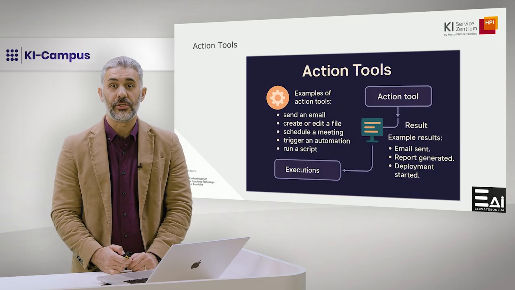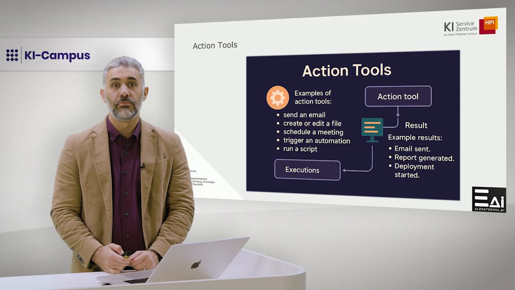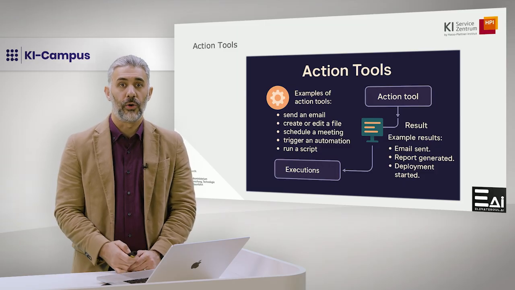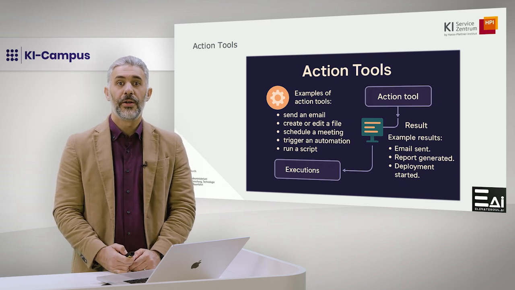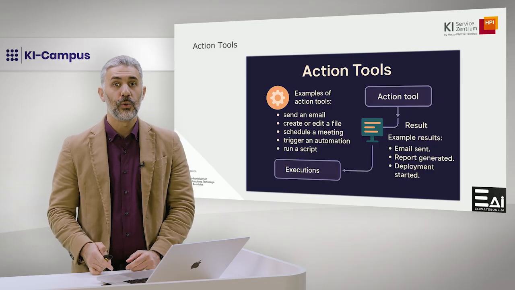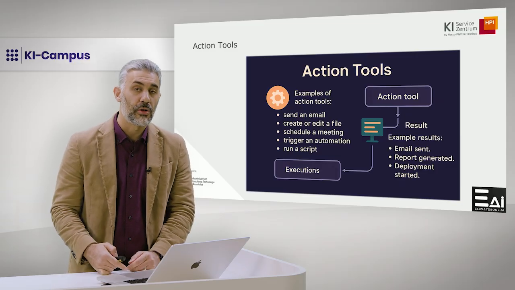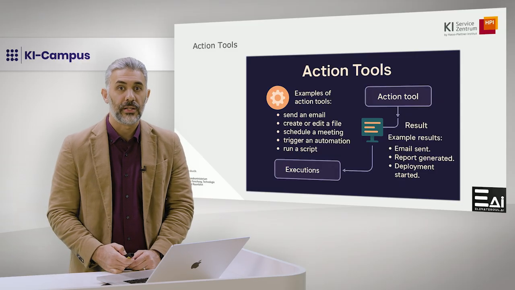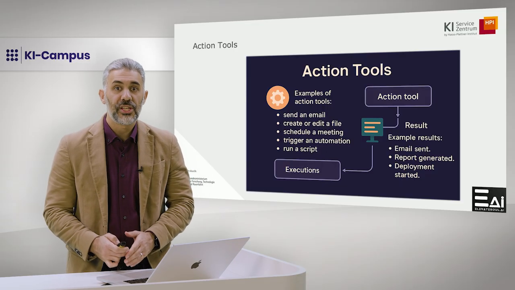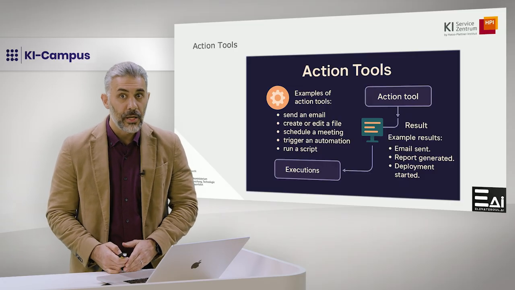The second category is action tools. Information tools only return information. Action tools let the agent actually do something in the world. Examples of action tools include sending an email, creating or editing files, scheduling a meeting, triggering an automation or workflow, running code or scripts. Here, the model's output is not an answer, it's an action. The agent calls the tool with structured parameters. The tool executes externally and returns a simple result such as email sent, report generated, deployment started. Action tools are what move agentic systems from conversation to execution. They allow AI not just to tell us what should happen, but to make it happen.